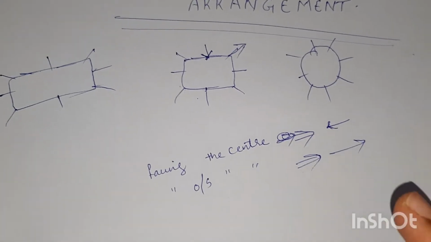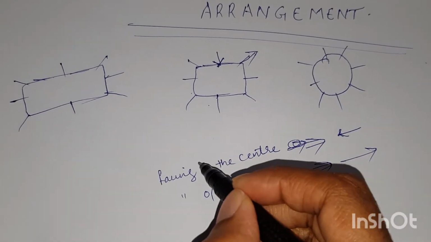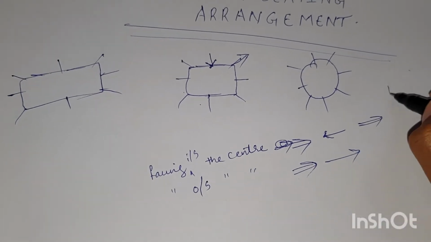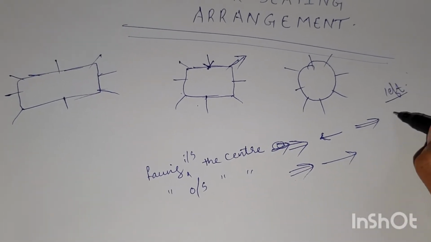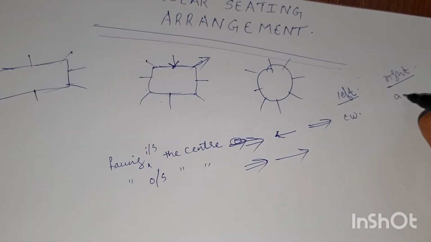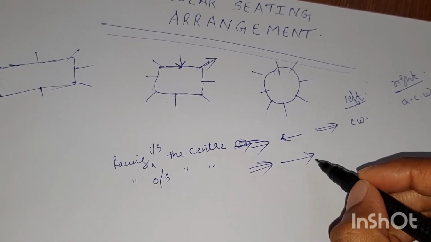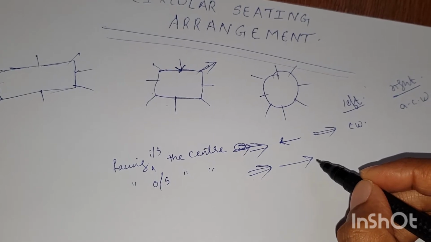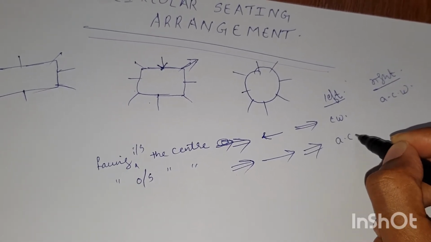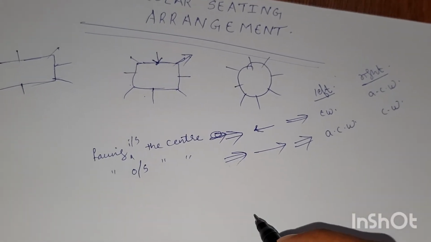And the third point to remember is that if a person is facing inside the center, then his left is in the clockwise direction and his right is in the anti-clockwise direction. And if a person is facing outside the center, then his left is in the anti-clockwise direction and his right is in the clockwise direction. I will tell you with an example.